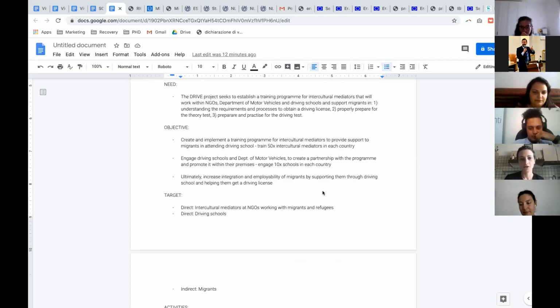So if we look at the objectives, first of all, create and implement a training program for the intercultural mediators. My objective is to train 50 intercultural mediators in each country so they can provide the support to migrants. The second objective is to engage driving schools to work with the intercultural mediators, and then indirectly to increase integration and employability for migrants.